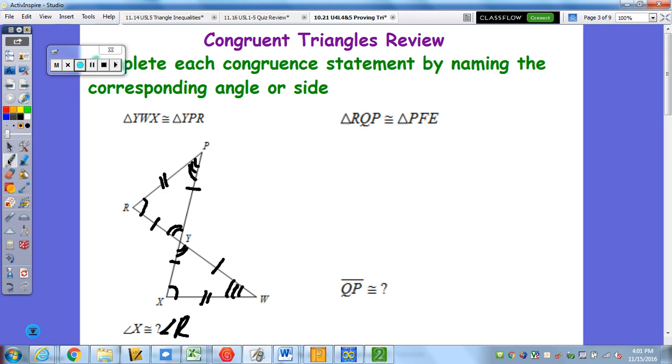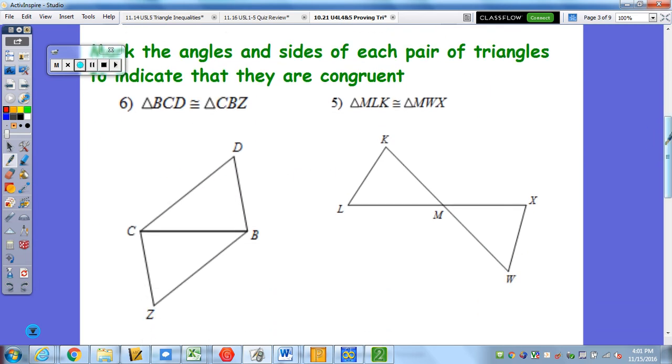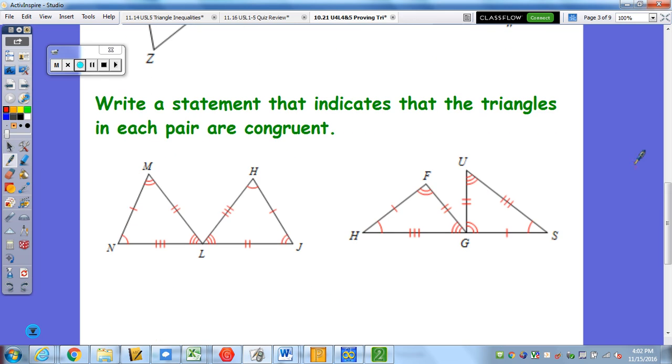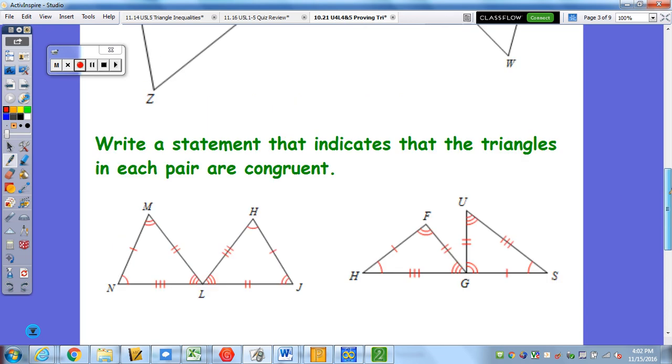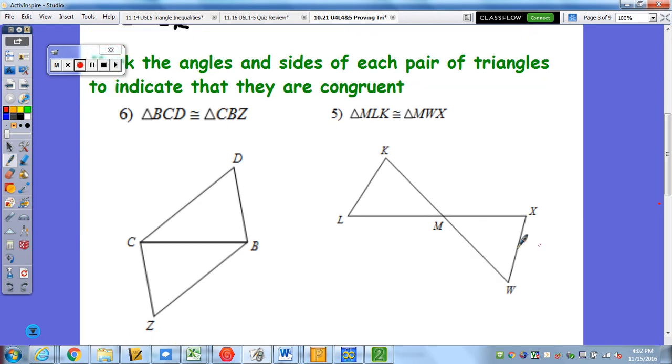Taking congruences another step further, we're looking at trying to be able to prove that the triangles are congruent. So we're going to skip through this right here. Let's say I wanted to write a statement that indicates, well, let's go back to this for a second and at least do one of them. So we're marking the sides and angles for each pair of triangles to indicate that they are congruent. So again, this is what we were doing before.